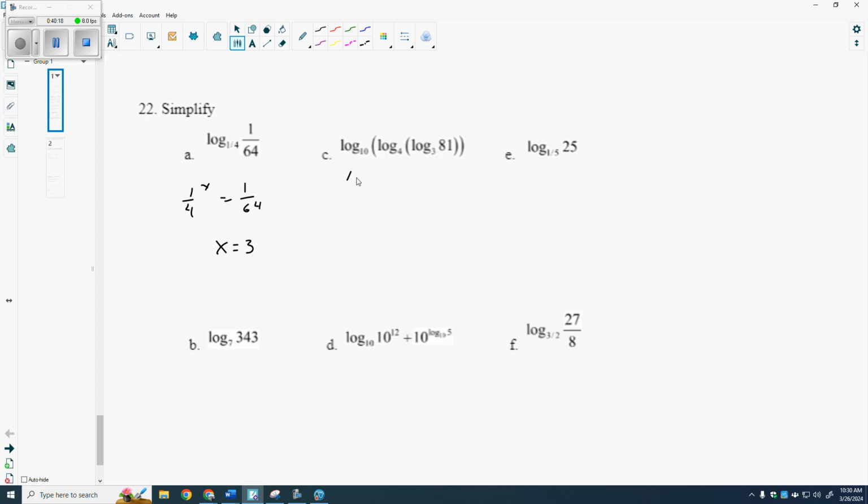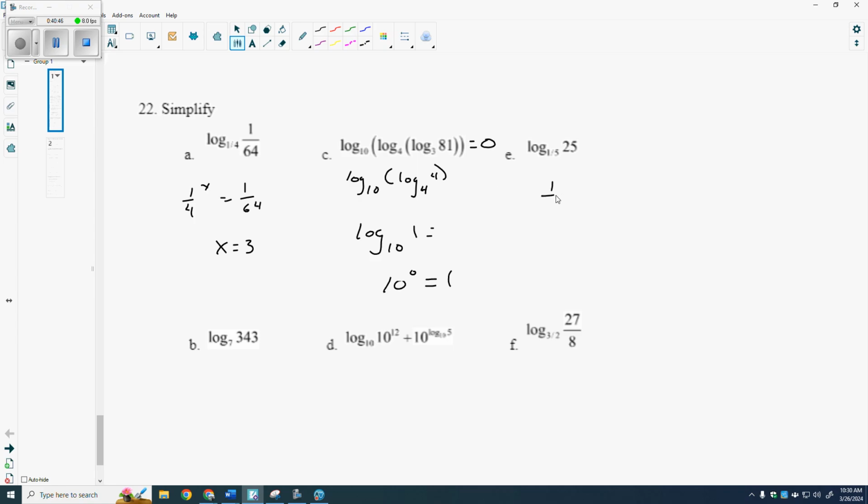So now we have log base 10 of the log base 4 of 4. Well, this is asking the question, 4 raised to what power is 4? Well, that's easy. That's a 1. And 10 raised to what power gives me 1? Well, anything raised to 0 power is 1. And that's the only thing, if x is 0. So this whole entire mess is 0.